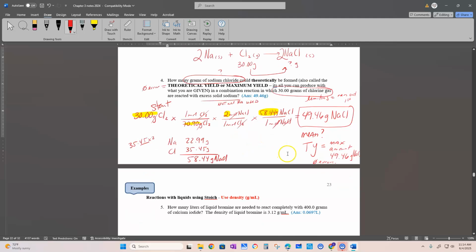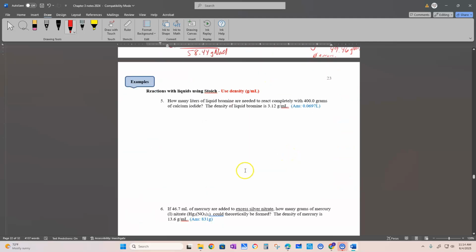Okay. Another way of using stoichiometry is using density. How many mils of bromine are needed to react completely with 40.0 grams of calcium iodide? Well, I need a balanced equation. So before I even tackle the math, how many liters of bromine react with calcium iodide? All right, so let's get a balanced equation. What do we know about bromine? Well, bromine not only is a liquid, but it's diatomic.